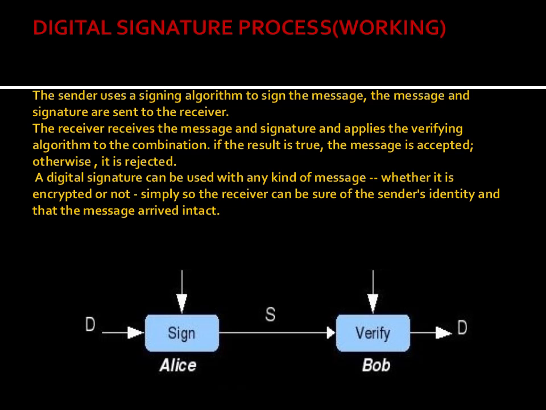Let us suppose Alice is the sender and Bob is the receiver. The receiver receives the message and the signature. As we say, in digital signature, the message and the signature are sent as separate documents. So when the sender sends the message, the receiver applies the verifying algorithm to the combination. If the result is true, that is, if it finds the message is from a valid sender, it accepts it.